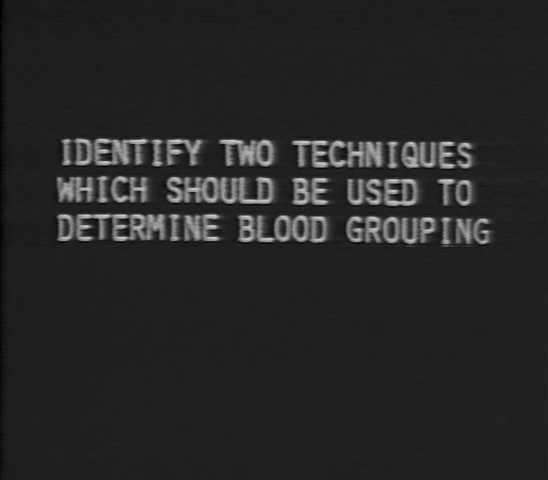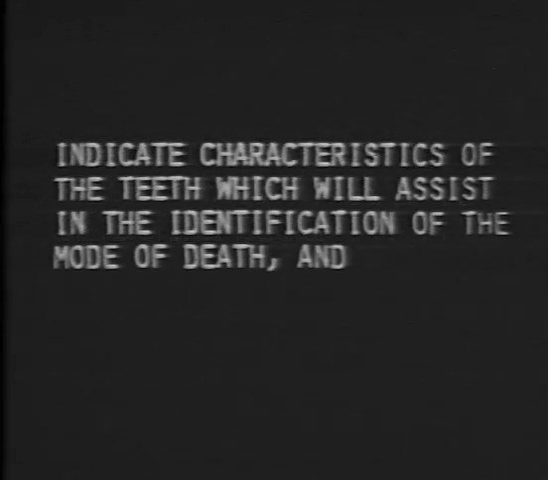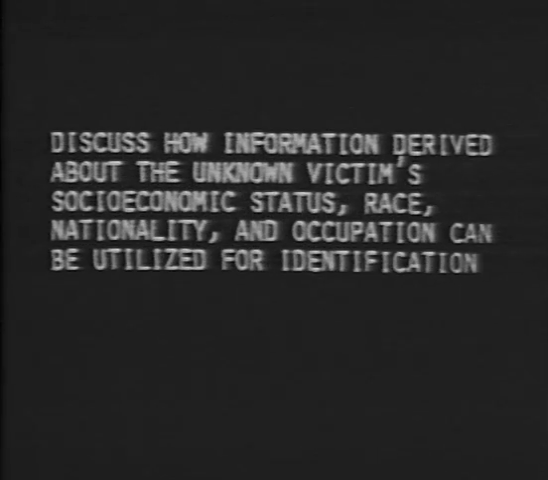Identify 2 techniques which should be used to determine blood grouping. Indicate characteristics of the teeth which will assist in the identification of the mode of death. And discuss how information derived about the unknown victim's socioeconomic status, race, nationality, and occupation can be utilized for identification.